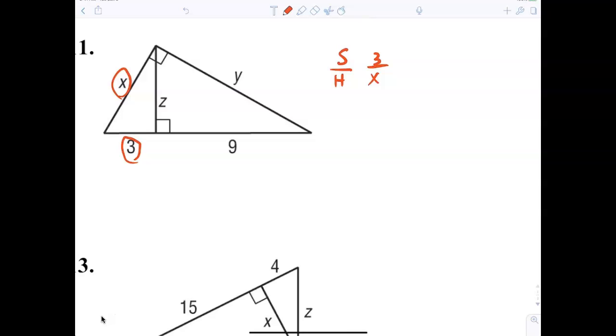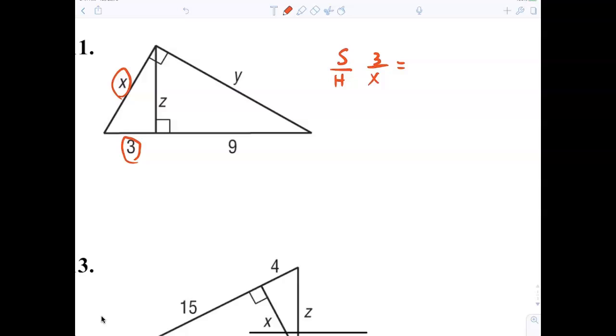Then I need a short leg over a hypotenuse. Can I pick this short leg and this hypotenuse? No, because that would be too many variables to solve. Does everybody agree with that? So that's no good. So what's another short leg?